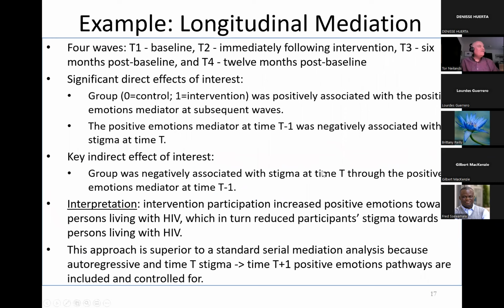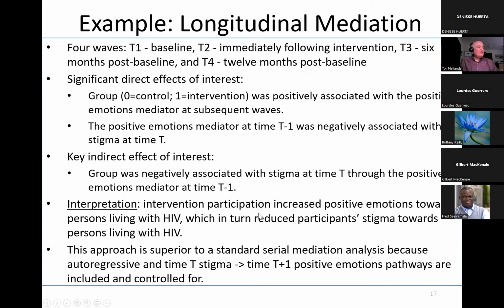For instance, over here on the next slide, I summarized that there are four waves of measurement: baseline, immediately following the intervention, 6 months post-baseline, and 12 months post-baseline. And then we were interested in some direct effects, in other words, whether group was positively associated with the positive emotions mediator at subsequent waves, and whether the positive emotions mediator at a previous time point was negatively associated with stigma at the current time point. And then there's one key indirect effect of interest, which is whether group was negatively associated with stigma at the current time point through positive emotions at the previous time point. And indeed, that was the case.